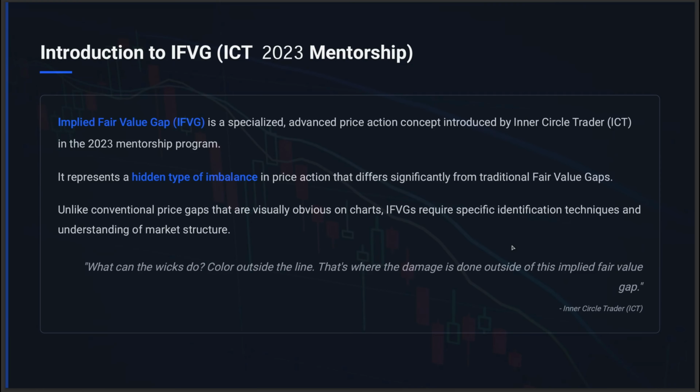Alright, so just a very quick introduction to the implied fair value gap. This is a specialized advanced price action concept introduced by ICT himself in the 2023 mentorship program. I believe he also talks about it in the 2024 or 2025 mentorship program, but don't just take my word for it, you can look for it yourself. It represents a hidden type of imbalance in price action that differs significantly from traditional fair value gaps. Unlike conventional price gaps that are visually obvious on charts, implied fair value gaps require specific identification techniques and understanding of market structure.